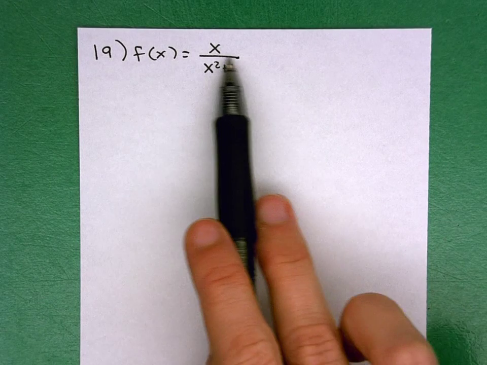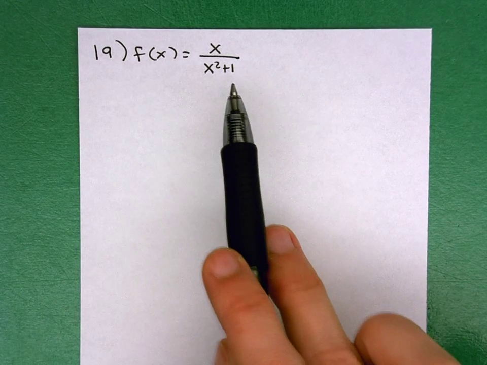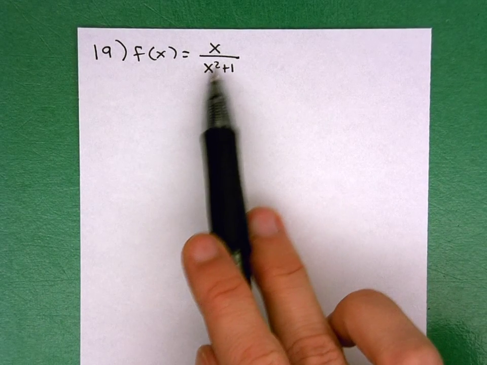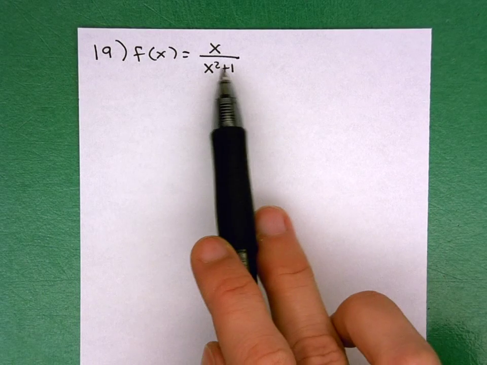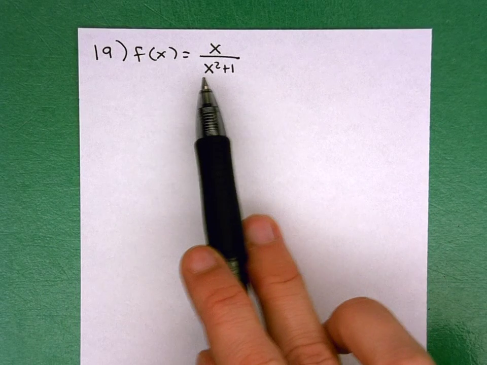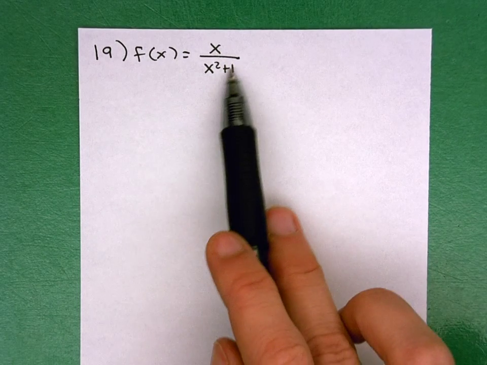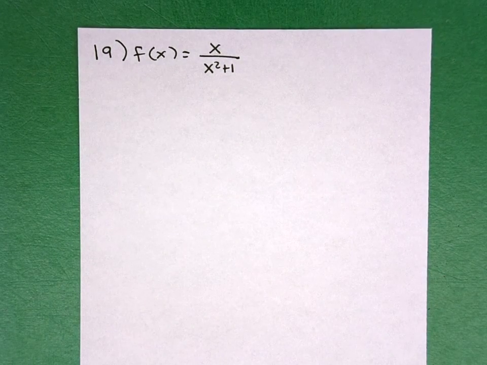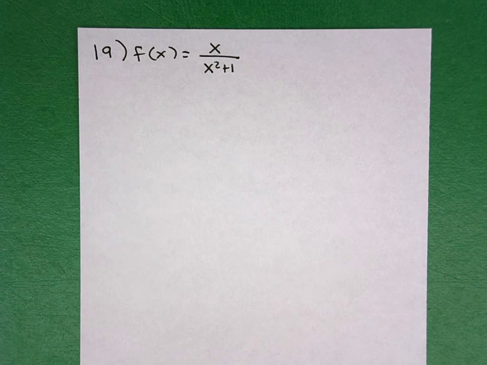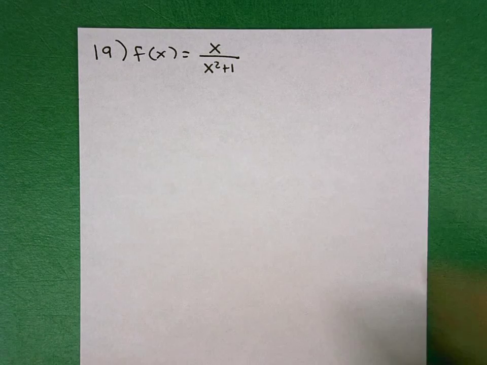In this case, though, I actually don't have a discontinuity because x squared would have to be negative 1 to make my denominator 0. And you can't have a squared number that equals a negative. Right? So we don't have any discontinuities with this particular function, but anytime you do see a denominator, make sure you've checked for that. Okay?